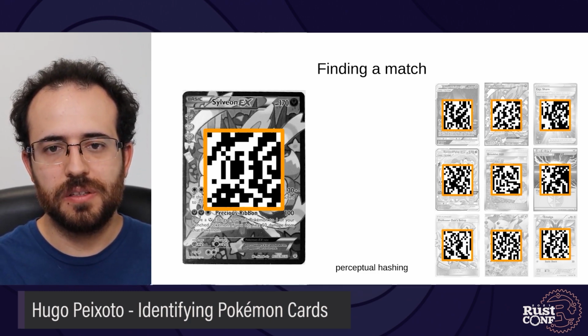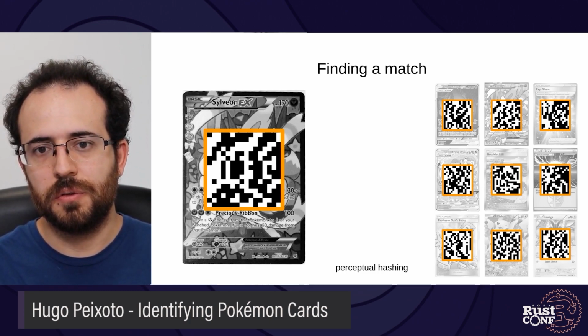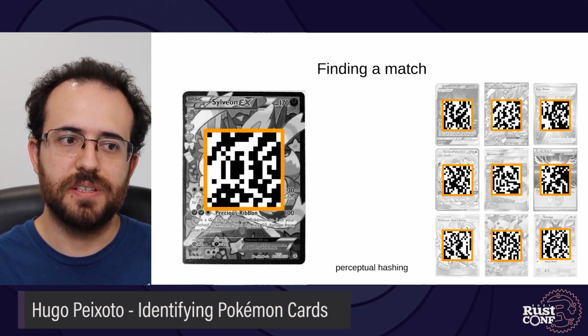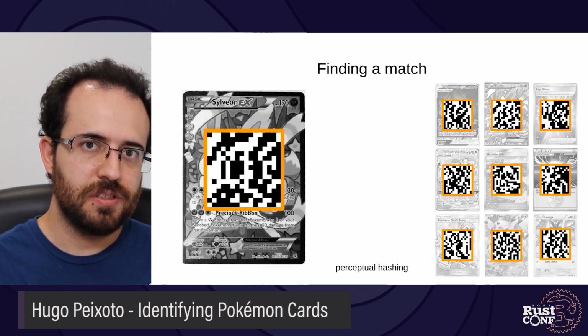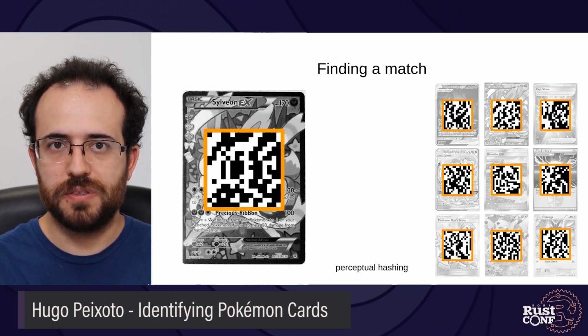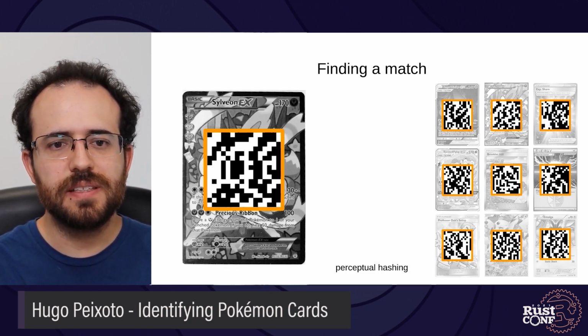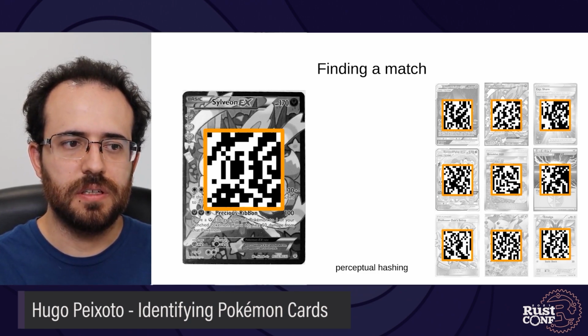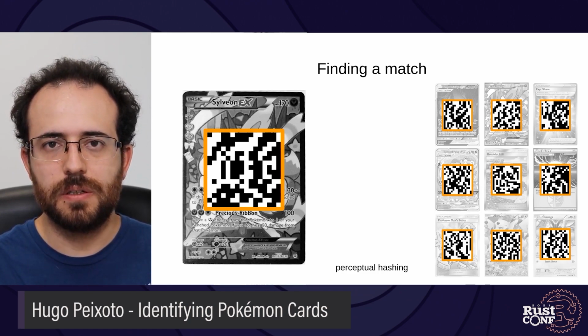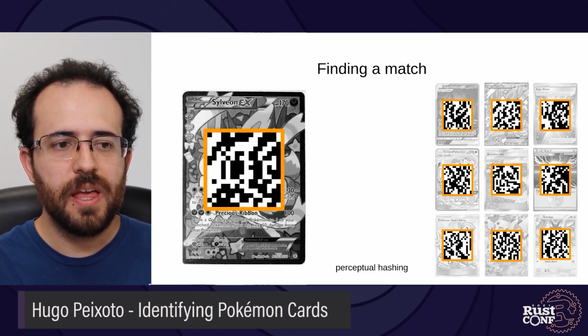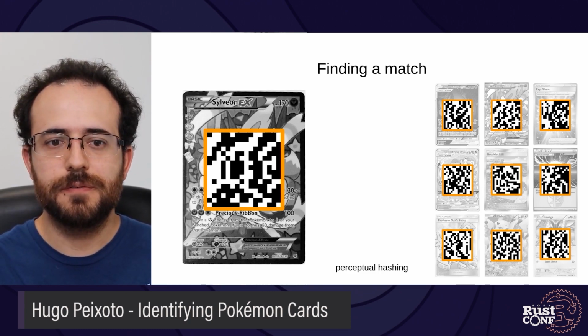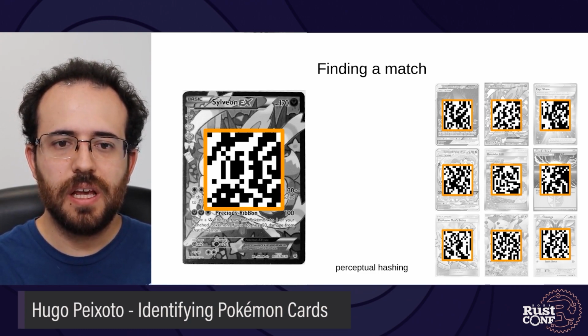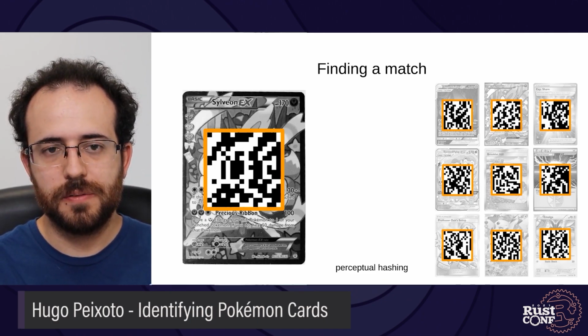So we take each card in the data set and convert it to its perceptual hash. We do the same thing for our image that we're searching for, and we compare those instead. In this case, I picked a 16 by 16 hash. That's 256 bits or 32 bytes, and comparing that is fast enough. So let's see how this hash is calculated.